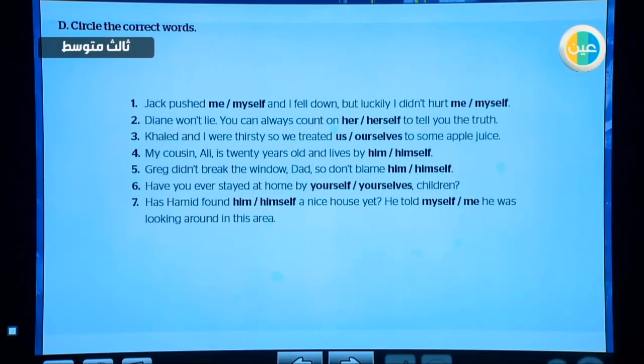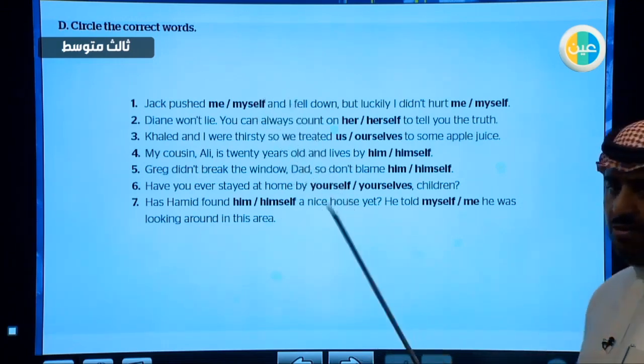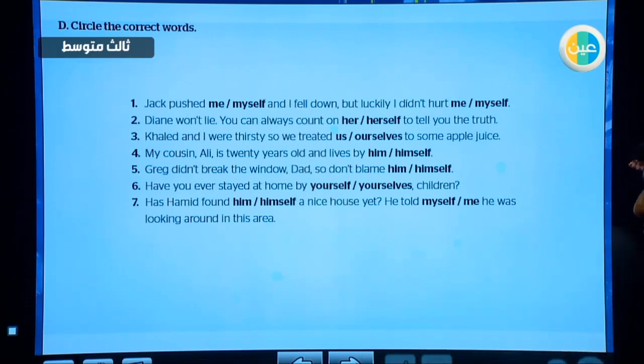Circle the correct words. Circle the correct words. Number 1, and here we are going to deal with the pronouns, the reflexive pronouns and the object pronouns. The reflexive pronouns are used as an object when the object and the subject of a sentence are the same.